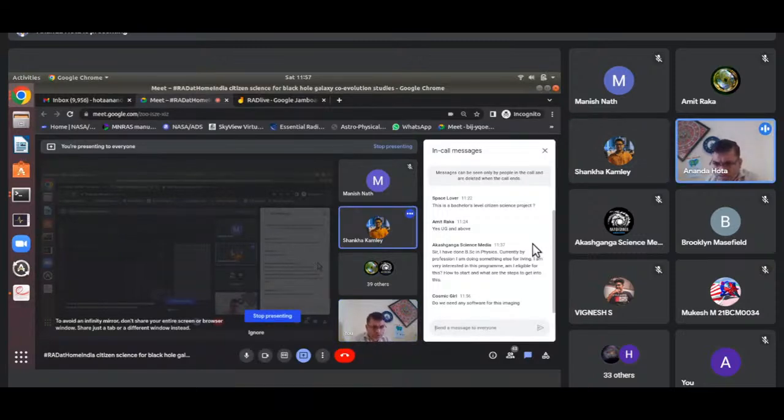Cosmic Girl has asked, do we need any software for this imaging? No. The software that you need is not for imaging. RGB images are created by the web tool. You don't have to download anything. It is just your web browser.